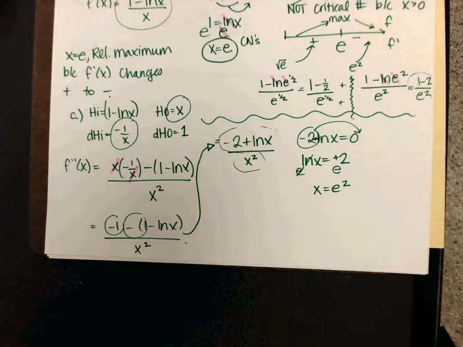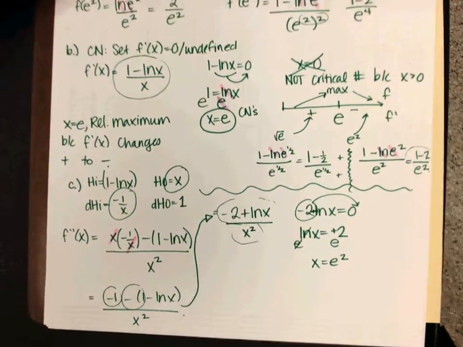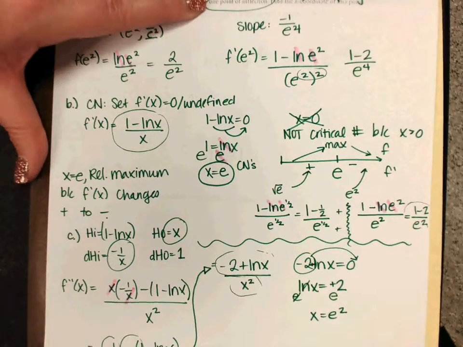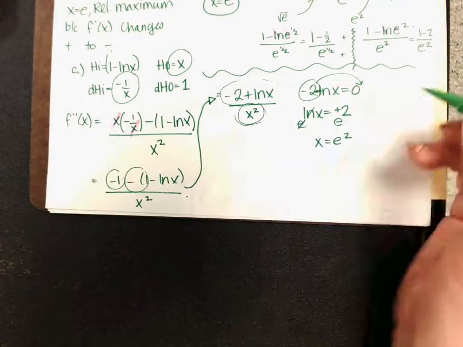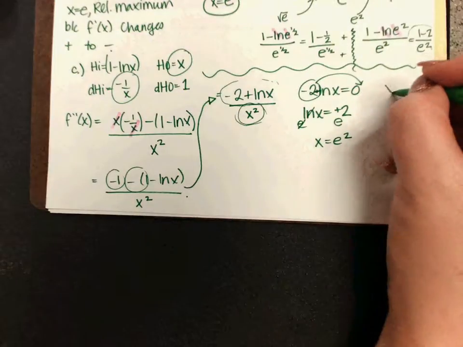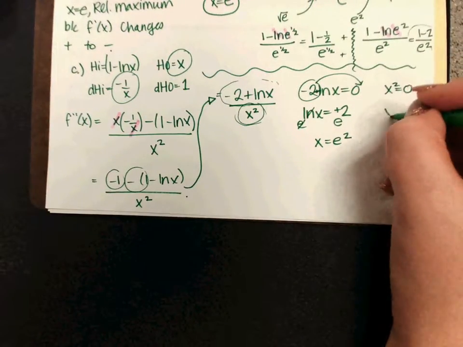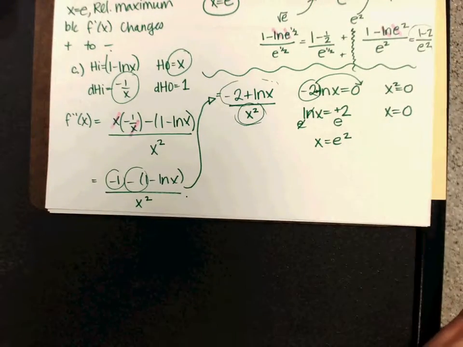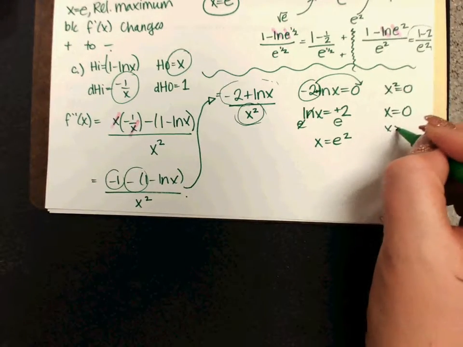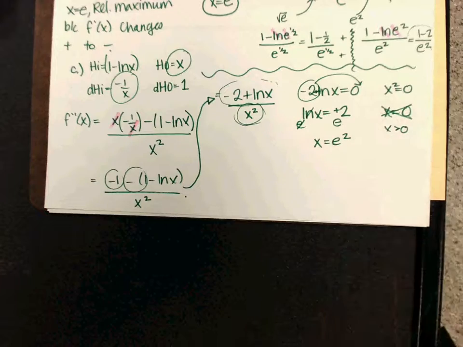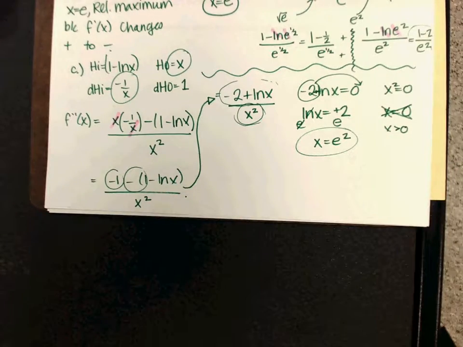Now, from there, I go back up and it says I have exactly one point of inflection. So you would say, okay, well, if I set the bottom equal to 0, if I let x squared equal 0, then x equals 0 is a second critical number. But remember, it doesn't count because it says that x is greater than 0. So I'm going to cross that out. This is my only point of inflection.